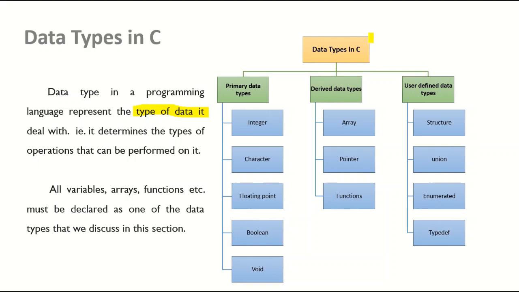The data type classification is primary data types, derived data types, and user-defined data types. Primary data types are integer, character, floating point, Boolean, and void. Derived data types are array, pointer, and function. User-defined data types are structure, union, enumerated, and typedef.